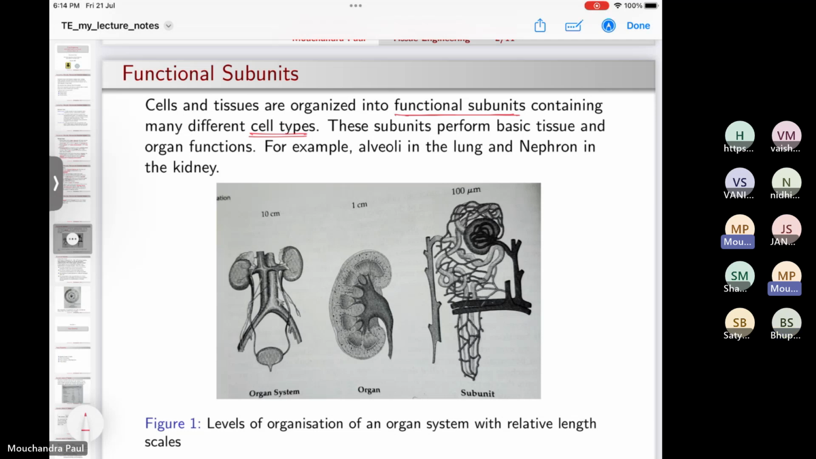Am I audible? So I asked you that a functional subunit of an organ is made up of various kinds of cell types. So what all cell types are there actually? We have just discussed these. Can any one of you answer what all cell types might be present in a functional subunit? I'm not saying a specific organ, like liver and all. I'm saying in general.